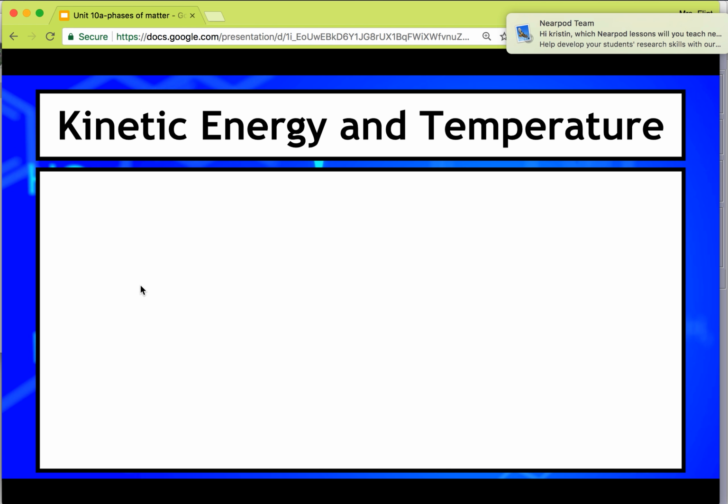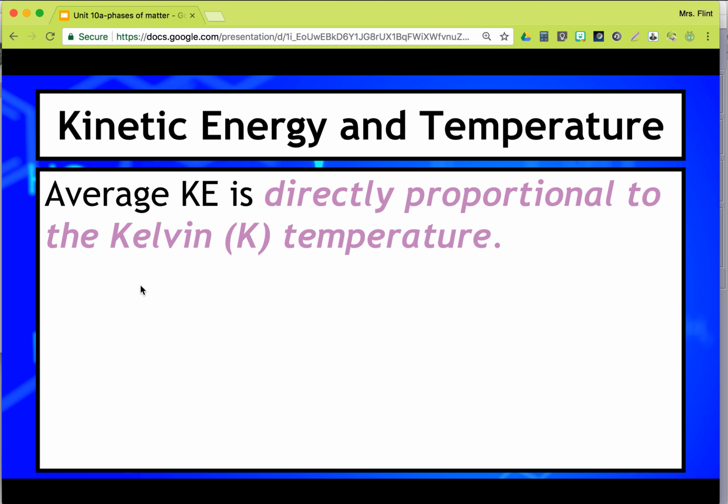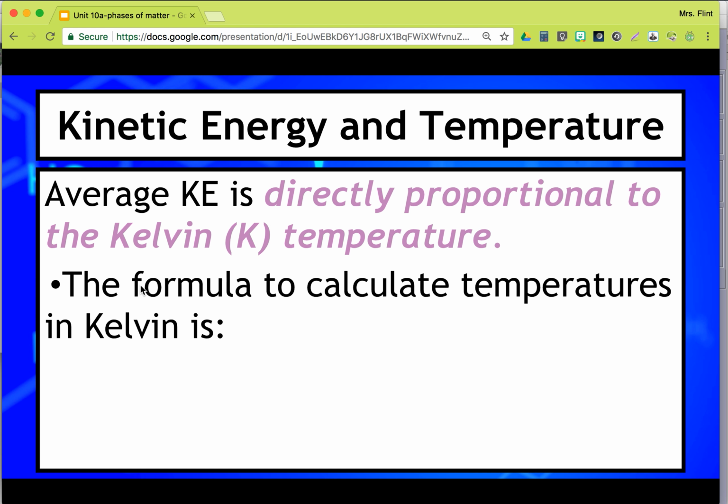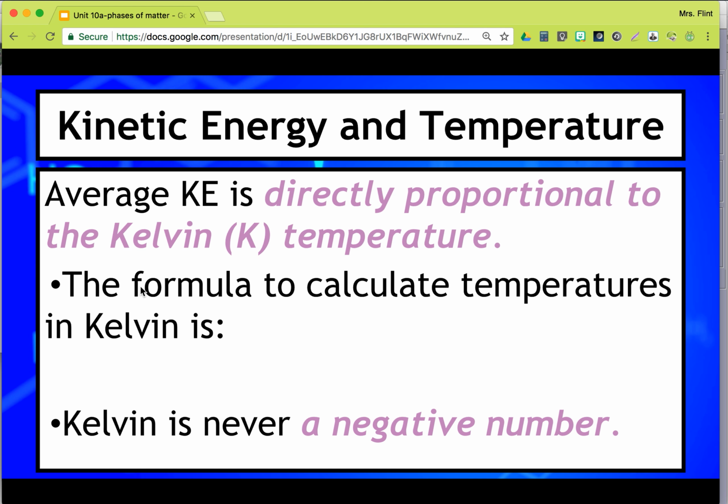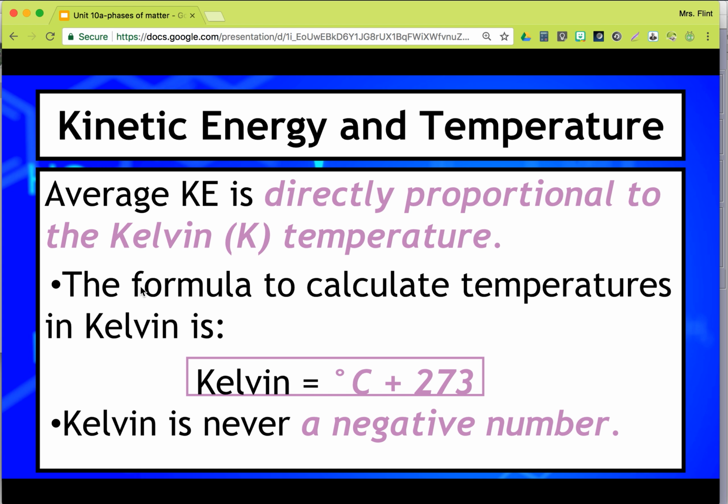Kinetic energy and temperature. The average kinetic energy is directly proportional to the Kelvin temperature. The formula to calculate temperatures in Kelvin is very simple. Kelvin is, first off, never going to be a negative number. Kelvin will be equal to whatever degrees you have in Celsius plus the number 273.